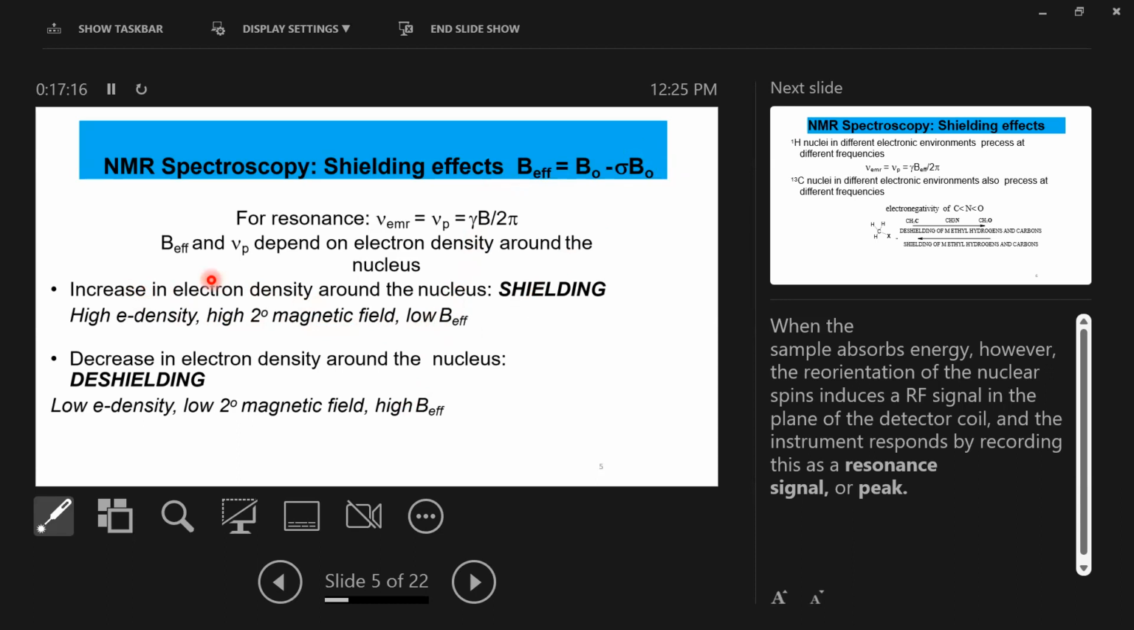Sorry, I'm going to say it again. Maybe I'm not saying it properly. When there's a higher electron density around the nuclei, that means more electrons are spinning, and it's giving a magnetic field that is opposing the primary magnetic field. The effective magnetic field felt by the nuclei will go down. That means it will rotate at a lower frequency. That in itself becomes shielded. It's right here: increasing electron density around the nucleus, shielding, high density, high secondary magnetic field, low effective magnetic field. That's what I'm basically saying, but I'm just using a lot of words.